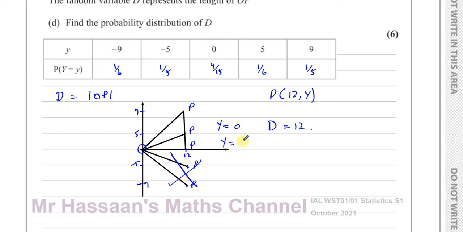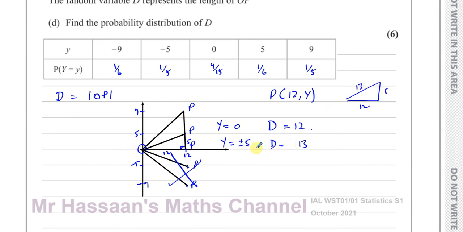And when y is equal to plus or minus 5, then D is going to be the hypotenuse of this right angle triangle, and it's going to have the length 5, 12, and 13. This is a 5, 12, 13 triangle. That's 12, that's 5, that length will be 13. You can work it out. 144 plus 25, that's 169. The square root of 169 is 13.